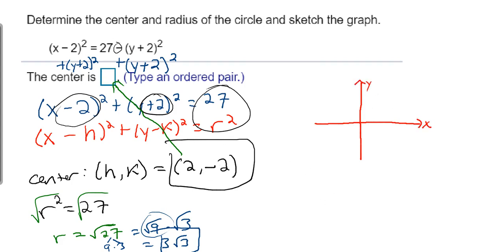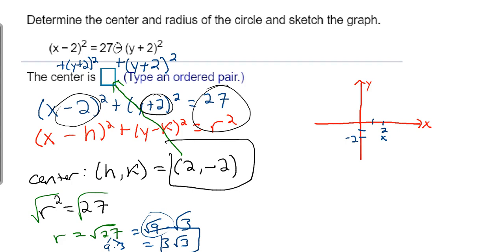And then we'll plot this point, the center, which is at 2, negative 2. So 1, 2, and then negative 2 on the y-axis. So my center is located here. And then I want all of the points that are 3 square root of 3 away from the center. But I don't know how far that is, right? How far is 3 square root of 3?